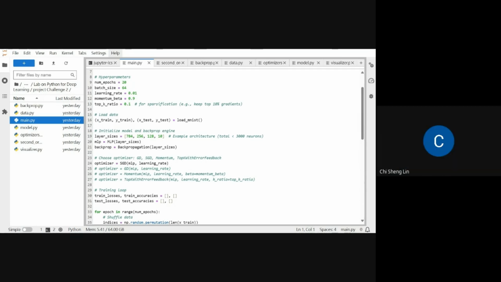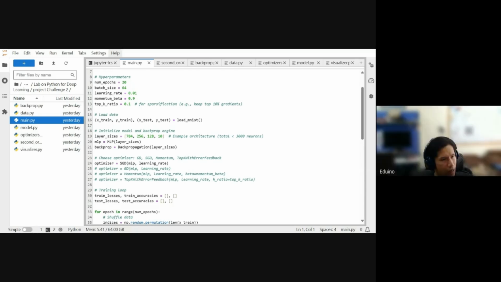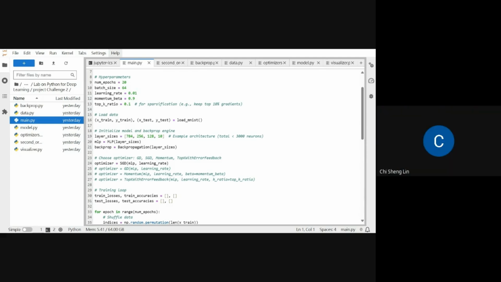Yes, is that correct for the task? I haven't read the PDF. I was just told that you need to do backpropagation. Oh, all right.